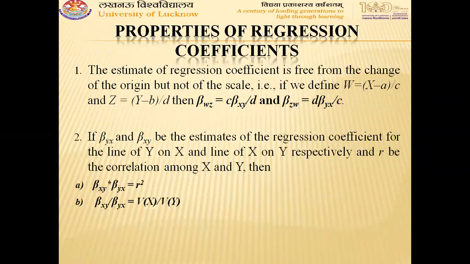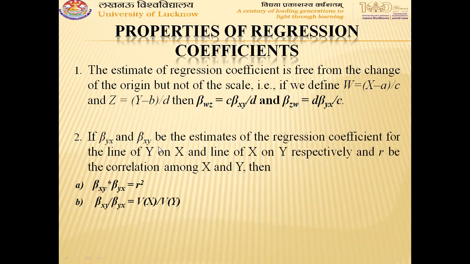Here are some properties of the regression coefficient. The regression coefficient is free from change of origin but not of scale. That is, if we define two variables w and z such that w is equal to (x minus a) upon c and z is equal to (y minus b) upon d, then beta wz comes out to be c beta xy upon d, and beta zw comes out to be d beta yx upon c.